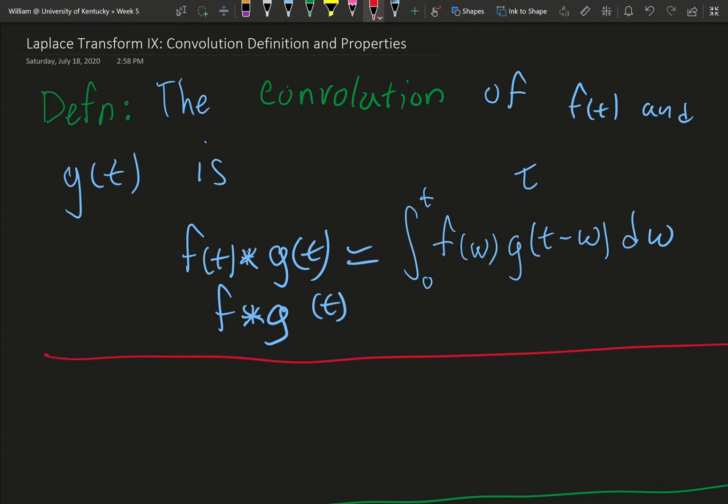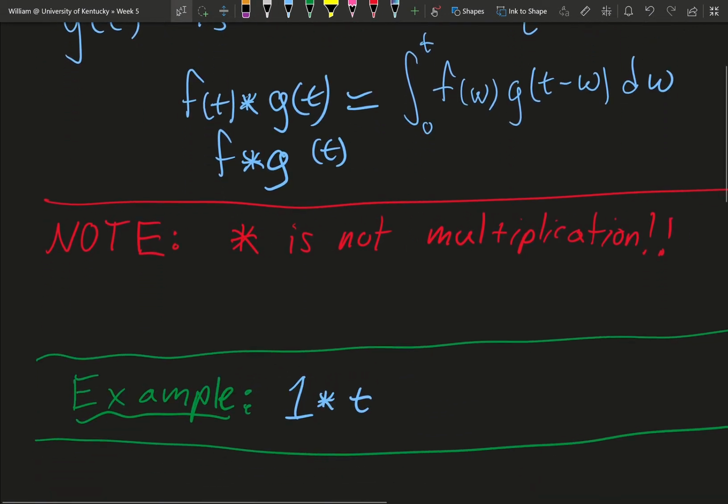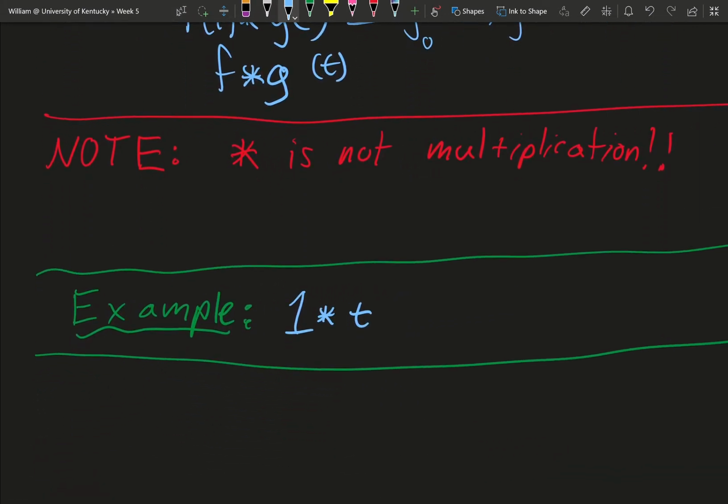So one thing to note is that this looks very similar to a multiplication, but it is not multiplication. Okay, so let's just work through a couple examples.